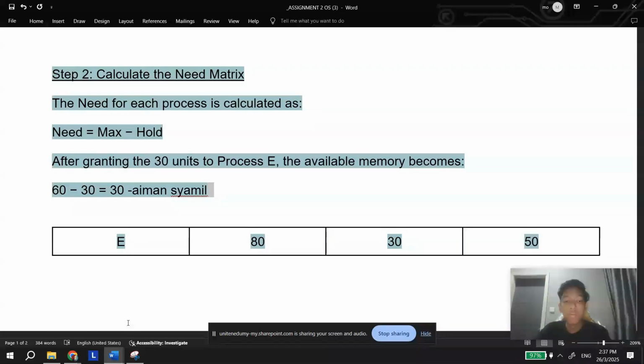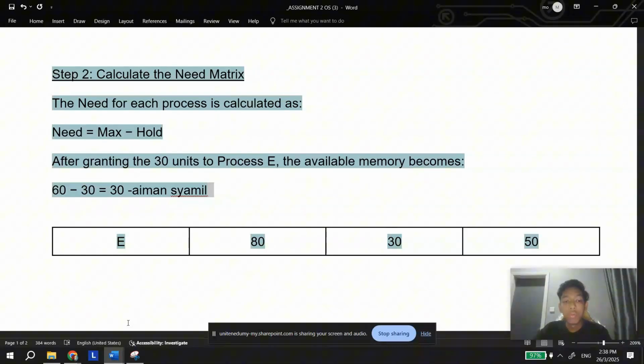For process B, max is 80 and the hold is 45. So the need is 80 minus 45, which is 35. For process C, the max is 60 and the hold is 20. So the need is 60 minus 20, which is 40. And for process D, max is 40 and the hold is 10. So the need is 40 minus 10, which is 30.